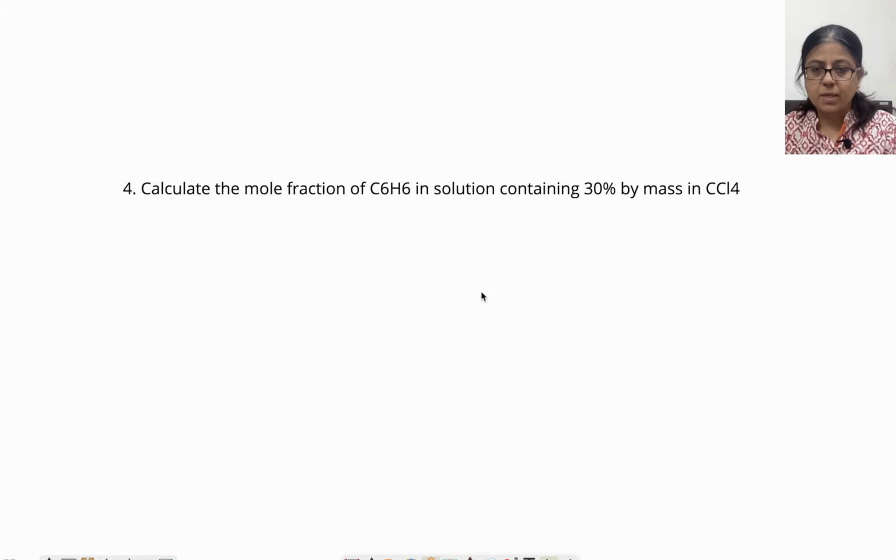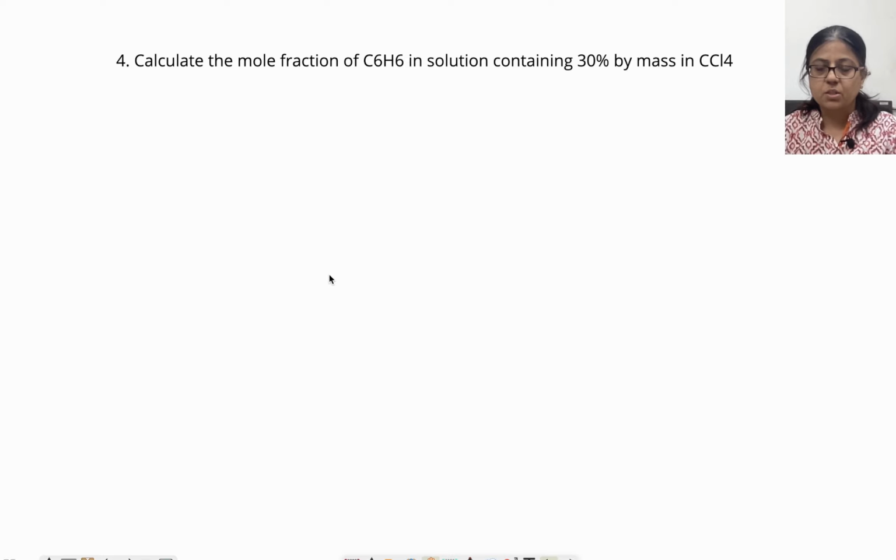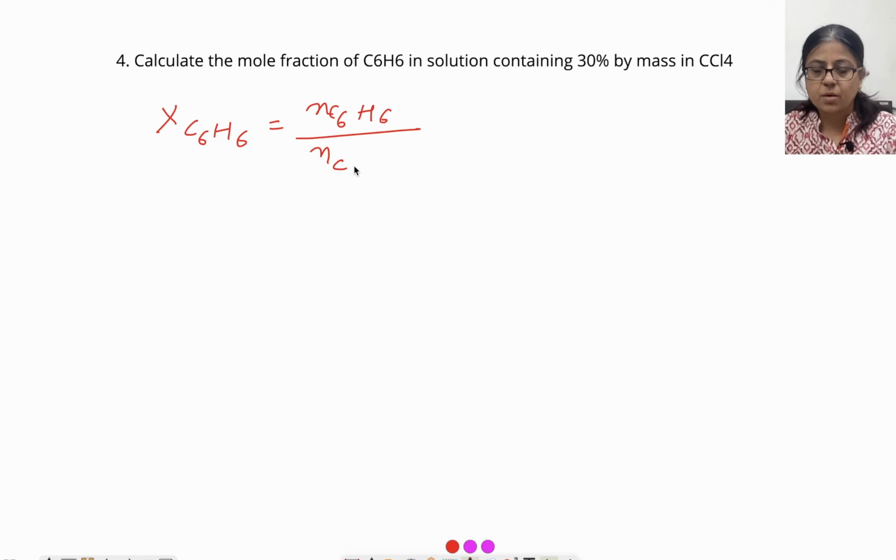So this is the third numerical. Now calculate the mole fraction of benzene in a solution containing 30% by mass in CCl4. How to calculate it? Again put the formula: mole fraction of benzene is equal to the number of moles of benzene divided by the total number of moles present in the solution, which is the number of moles of benzene as well as the number of moles of CCl4. So you will get the mole fraction of benzene in the solution.